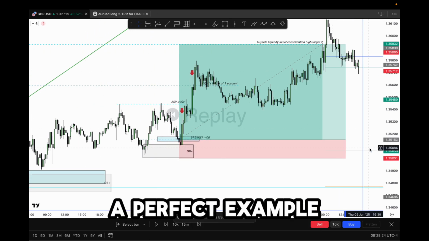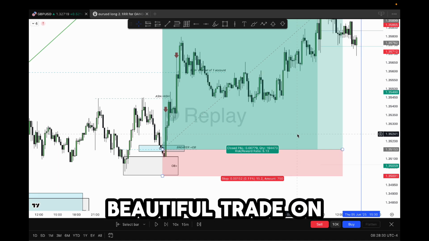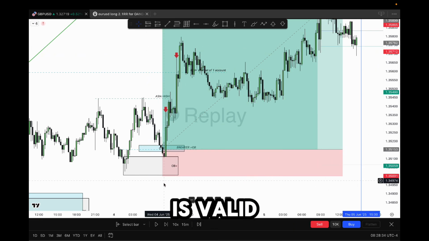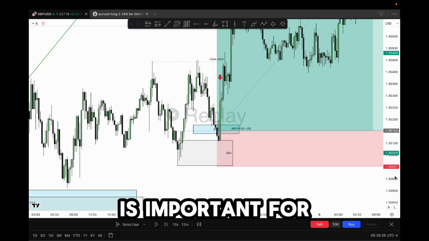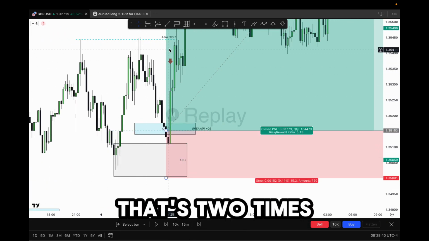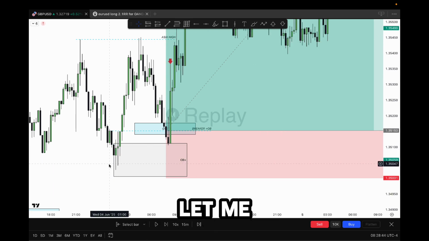Guys, this is a perfect example of a valid order block with the trade I took. I took a 5 risk reward, 5% trade. It was a beautiful trade on the GBP. I will show you guys why this order block is valid. Two things are important for a valid order block. After the order block is formed, you have to see a move that's 2 times your order block. So I will show you guys, 1 second.